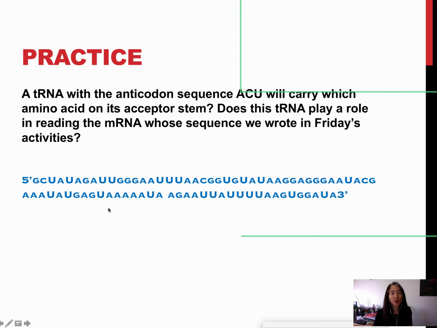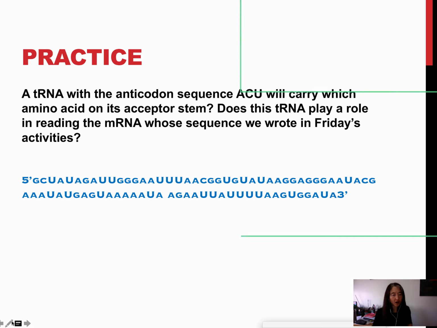Let's go ahead and practice a question to see if we can make good tRNAs and recognize how a tRNA anticodon sequence will enable us to recognize what amino acid is paired with a codon, and to see if this particular anticodon sequence in this question, ACU, will carry which amino acid on its acceptor stem. So we want to figure out what the answer is to that question, and then does this tRNA play a role in reading the mRNA whose sequence we wrote in Friday's activities? Let's see if we can secondly answer that question.